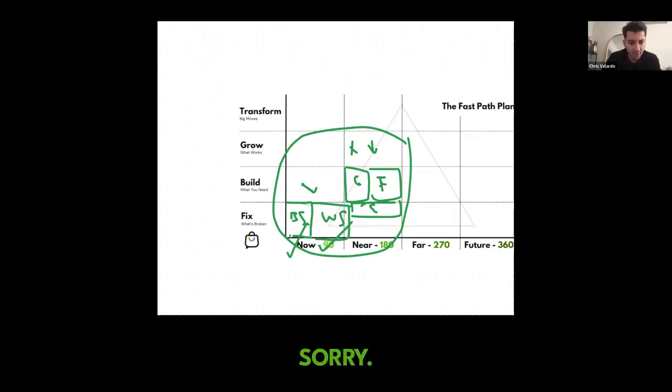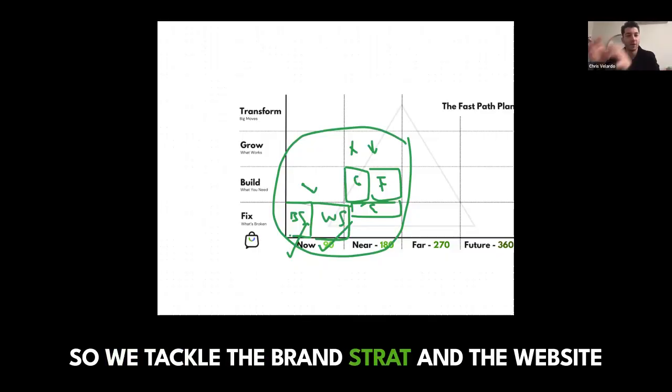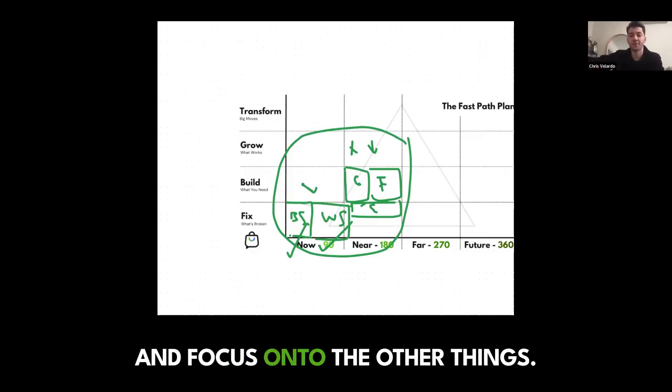What was WS for? Sorry. Website. Oh, okay. Yeah, usually correct. So we tackle the brand strat and the website for those 90 days. And then once that's done, we put our mind and focus onto the other things.